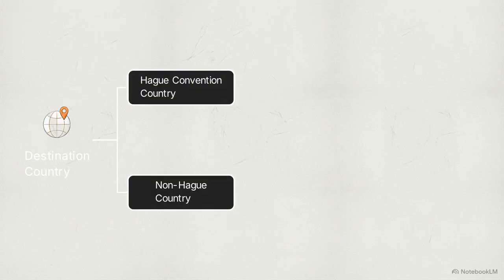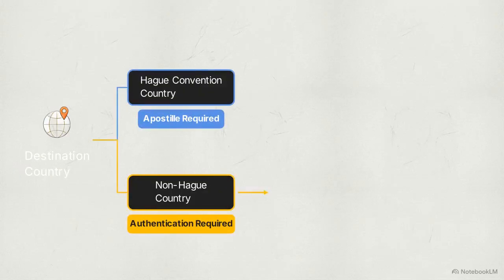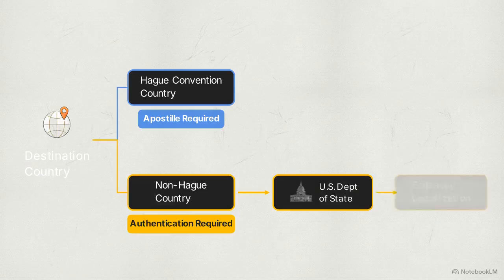Every document's path begins with its destination country, splitting into 2 lanes. Hague requires a standard apostille. Non-Hague requires authentication, meaning it routes through the U.S. State Department and Embassy after New York.